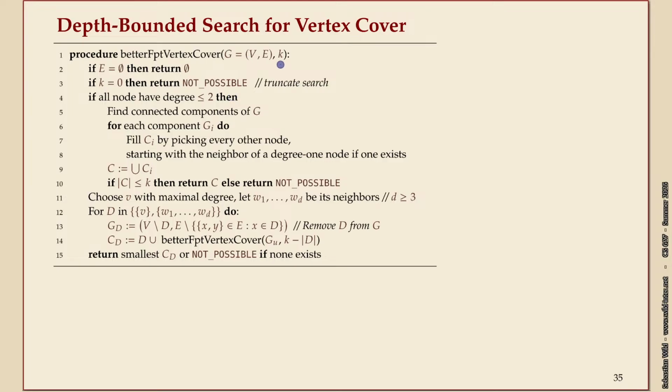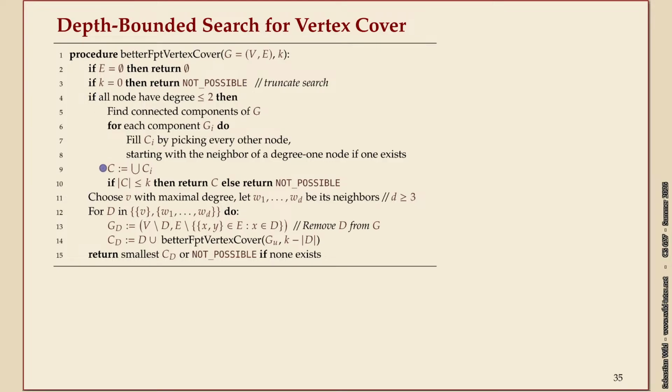So it's the same kind of depth-bounded search idea. We have a graph and we have a parameter k. How many vertices can we still pick? If the graph has become empty, then we can just return the empty set. That's a vertex cover, and it's a minimal one. If k is 0, but we are not in the empty case, then there's nothing we can do. We cannot cover the remaining edges.